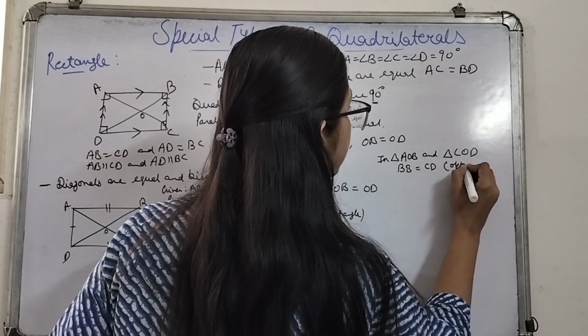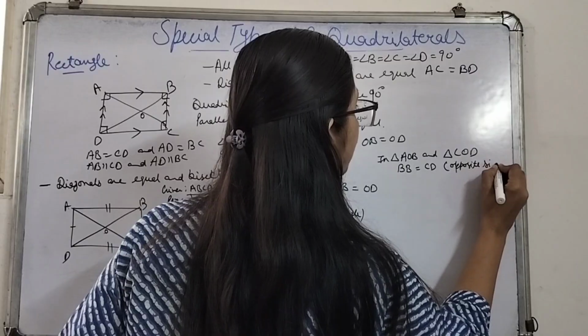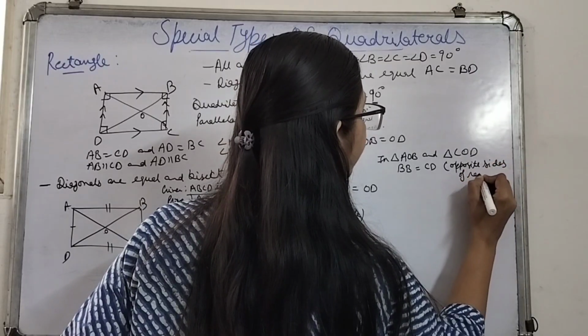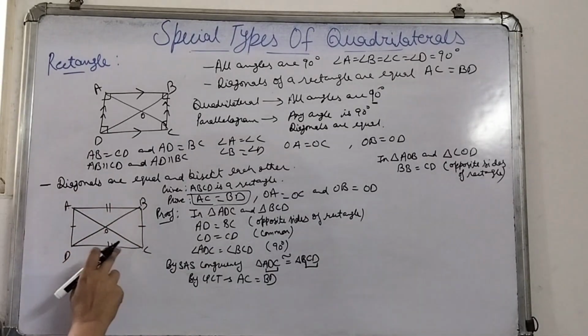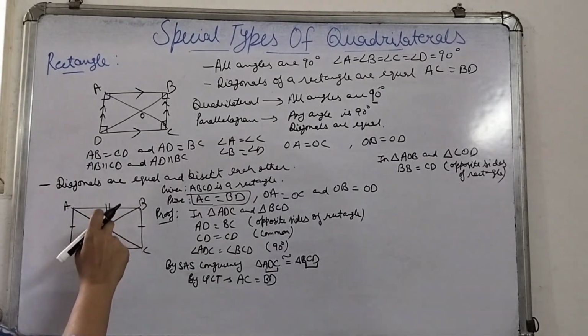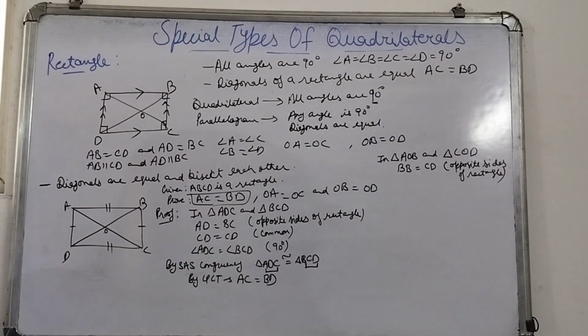They are opposite sides of the rectangle. That's the reason AB is equal to CD. We know that opposite sides AB and CD are parallel too.